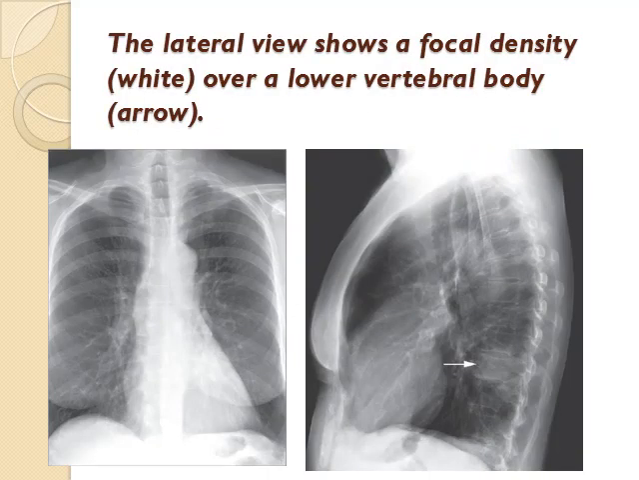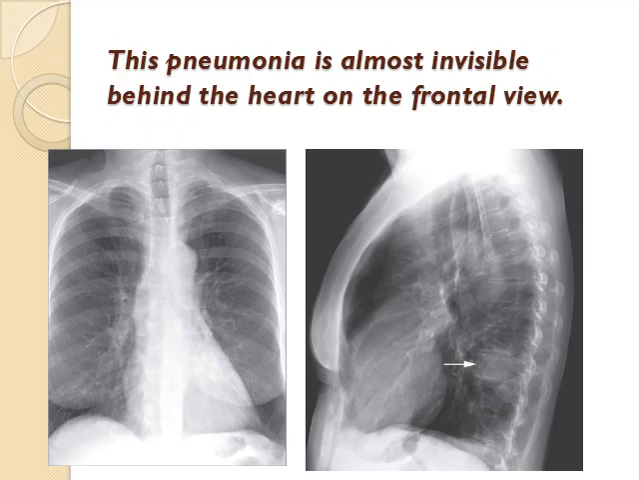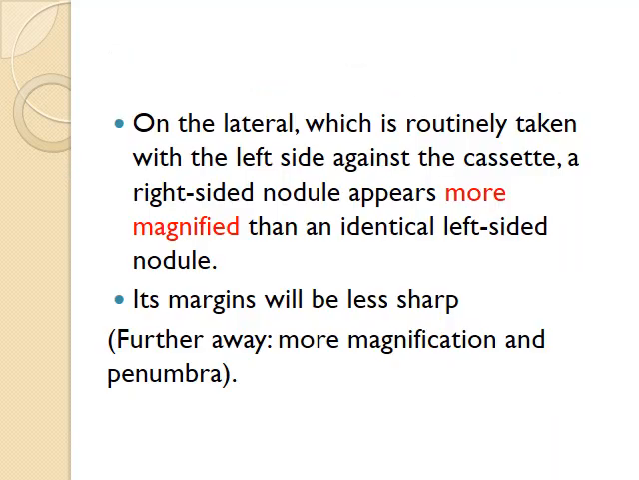In this X-ray, the lateral view shows a focal density over a lower vertebral body. But this opacity was almost invisible behind the heart on the frontal view. This opacity is due to pneumonia. On the lateral view, which is routinely taken with the left side against the cassette, a right-sided nodule appears more magnified than an identical left-sided nodule. Its margins will be less sharp.